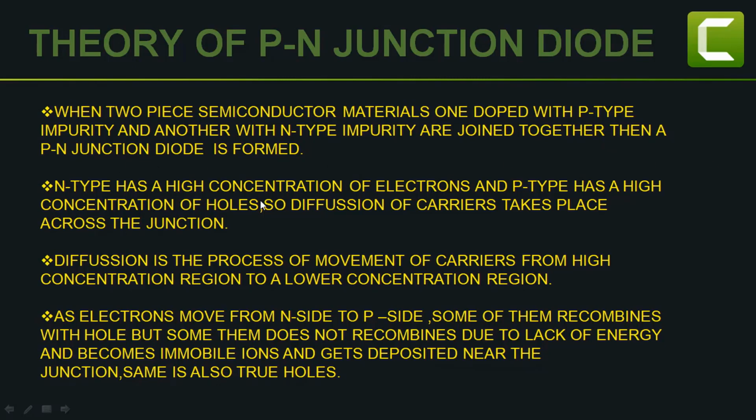N-type has a higher concentration of electrons and p-type has a high concentration of holes. So diffusion of carriers takes place across the junction. Diffusion is the process of movement of carriers from a high concentration region to a lower concentration region. As electrons move from the n-side to the p-side, some of them recombine with holes but some of them do not. Due to lack of energy, they become immobile ions and get deposited near the junction. The same is also true for holes.